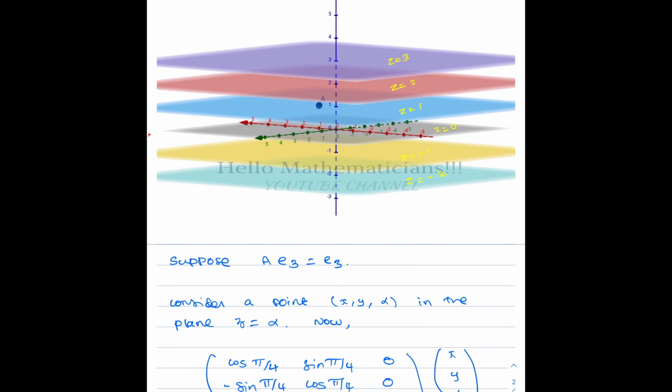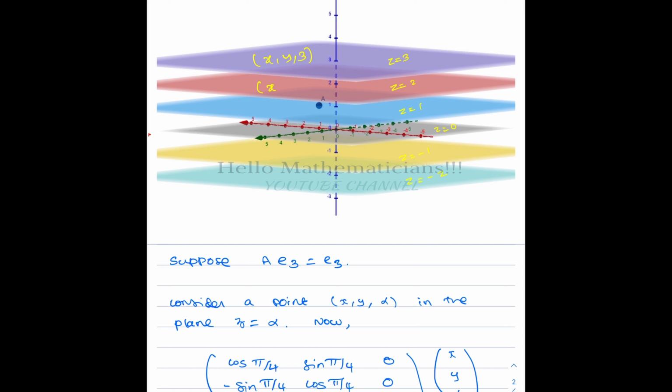This blue color plane does not pass through the z-axis at the origin, but it passes through the z-axis at this point. If you take any point in this blue color plane, its z coordinate will be 1. Similarly, for any point in this orange color plane, you get z equal to 2. Similarly here z equal to 3, here z equal to minus 1, here z equal to minus 2. So any arbitrary point will satisfy this condition.